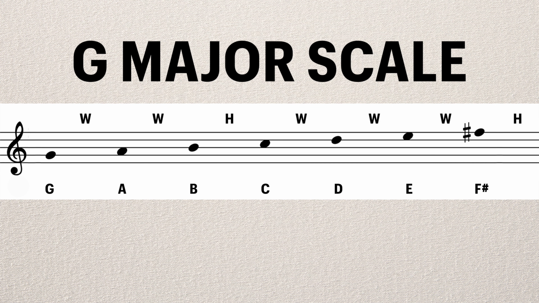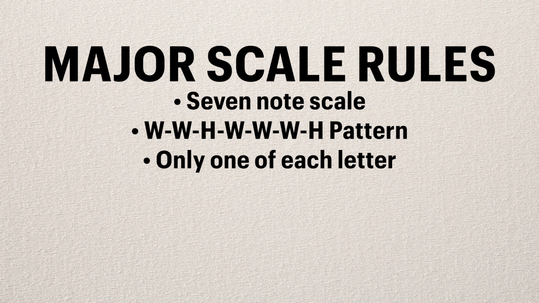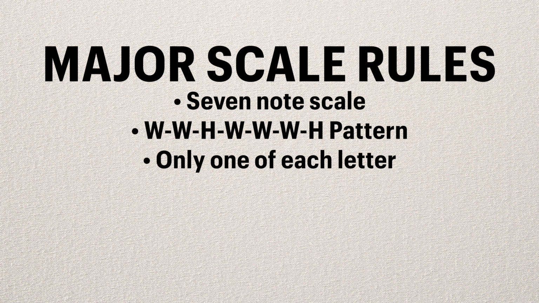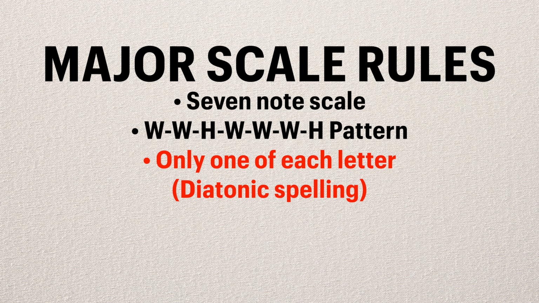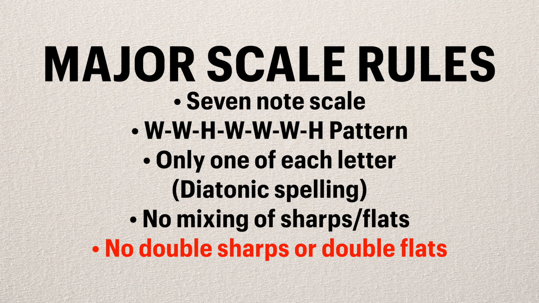Now, that last note is F sharp and not written as a G flat, and the reason for this is because in the major scale, one of the rules is that there can only be one of each letter, and there was already a G in the very beginning. This concept is called diatonic spelling. Another rule of the major scale is there is no mix of sharps or flats in a singular sequence. On top of that, you cannot have any double sharps or double flats.